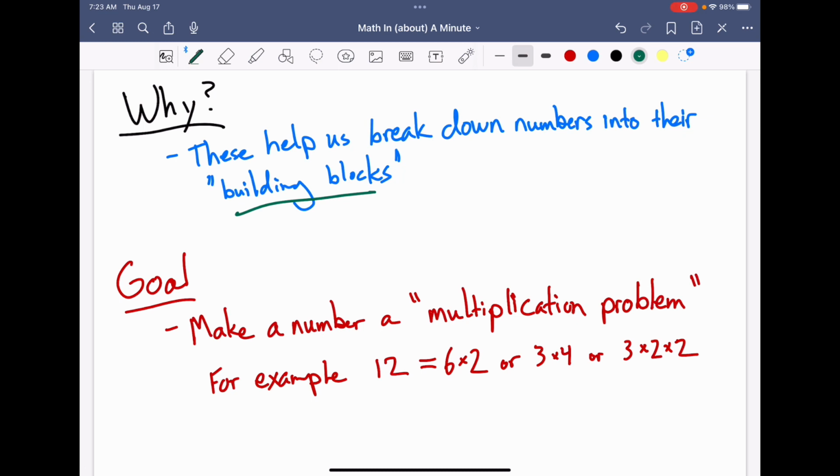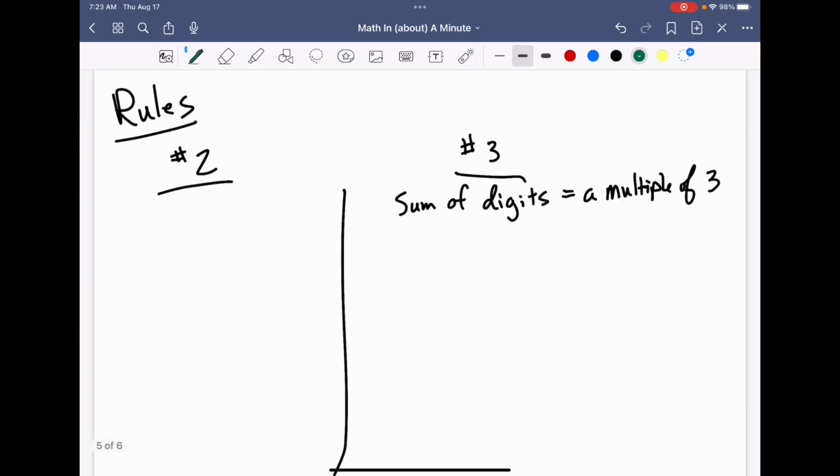For example, you want to turn the number 12 into a multiplication problem like 6 times 2, 3 times 4, or 3 times 2 times 2. Now that's the simple example. What's going to happen is we're going to have much larger numbers, and again, we want to be able to break these down into multiplication problems. Because once we do, we can see what it might share with some other numbers, and that's very helpful when we're dealing with fractions. So let's get into the rules.